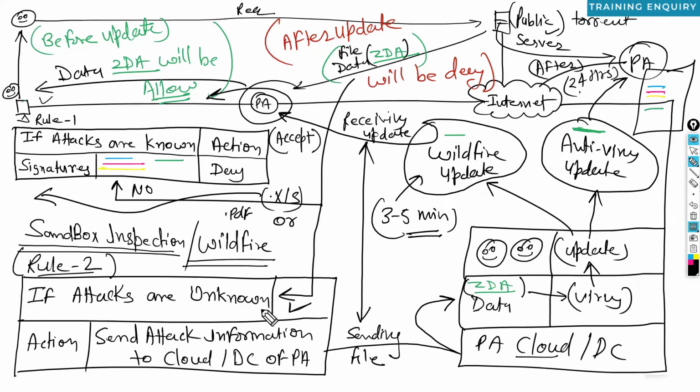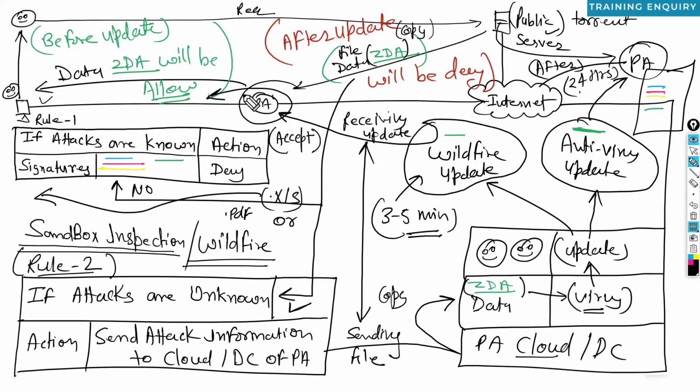Now it will match the second rule, and according to the second rule, Palo Alto will create a copy of the actual file and send that copy to the public cloud. The public cloud will receive it and analyze it, and they will say, okay, whatever you submitted was a virus, then they will start working on it. They will generate an update, and within 3 to 5 minutes they will give you the update. That update will come as a WildFire update in your Palo Alto firewall, which you can download and install manually or schedule. If you schedule it, it will automatically come into the known database.